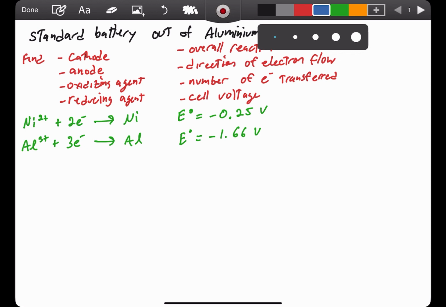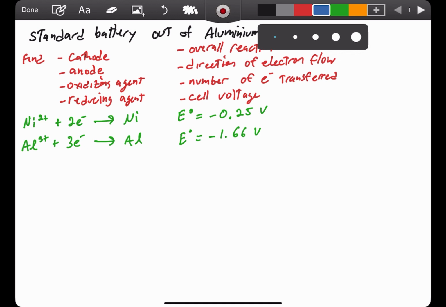And when you look up the reduction potentials for nickel and aluminum, we see that we have nickel 2+ plus 2 electrons going to nickel metal, and that has an E0 of minus 0.25 volts. And for aluminum, we have aluminum 3+ plus 3 electrons going to aluminum metal, and that has an E0 of minus 1.66 volts. So we're going to use that information a little bit later.